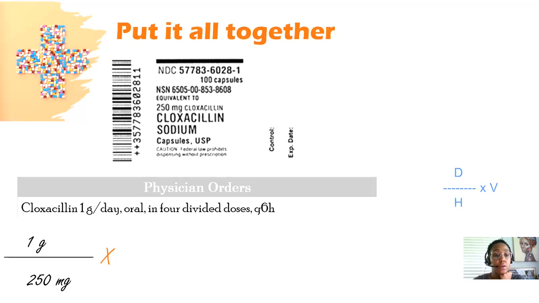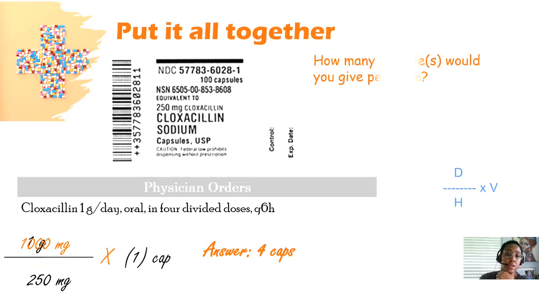So when we do that conversion, this is our vehicle, we give in capsules. When we do that conversion, we're going to change the grams to milligrams. So now it's 1,000 milligrams over 250 milligrams. All our units match up. We're going to do a division, and the answer is we're going to give 4 capsules of this medication.